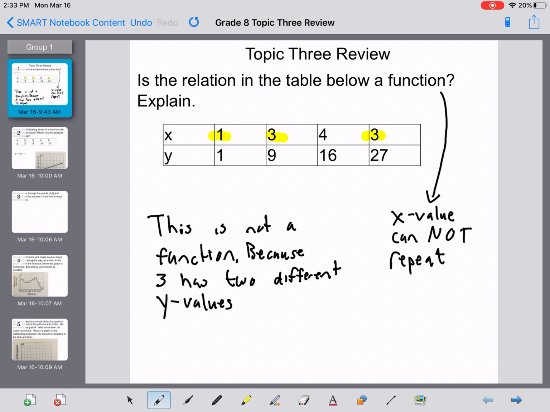Which of the following linear functions has the greatest initial value? Which has the greatest rate of change? So we have a table, we have an equation, and we have a graph. We're going to compare the initial value and the rate of change for all 3 of them. So take a second to copy down the question, the table, the equation, and the graph.